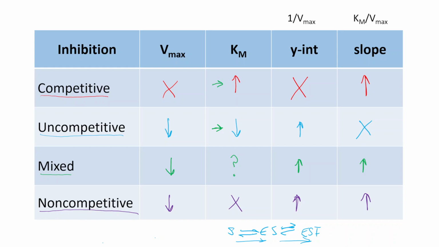For these four types of inhibition, these parameters will always be like this. Any other questions?